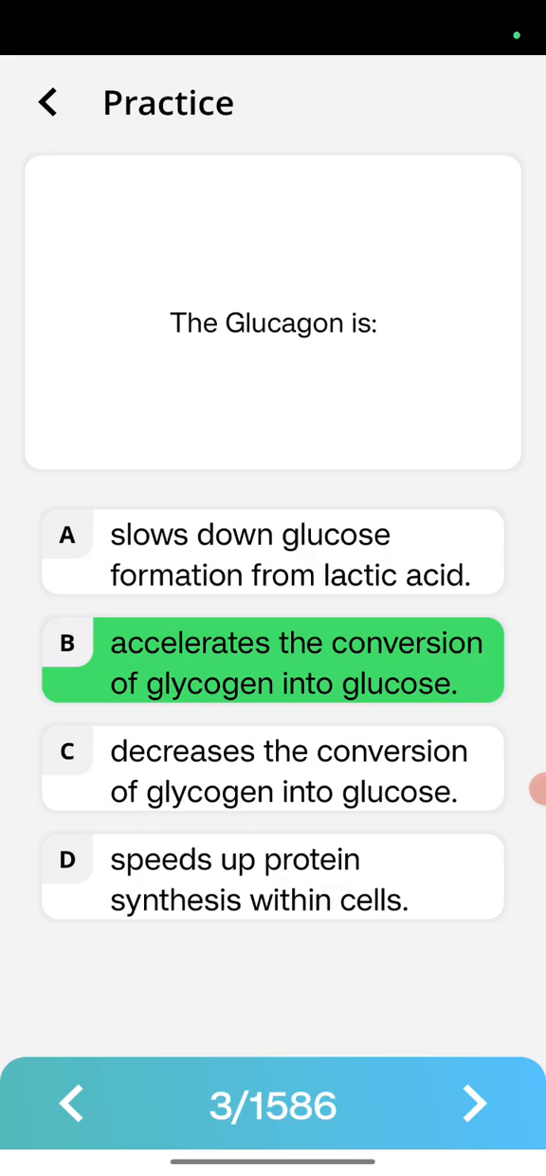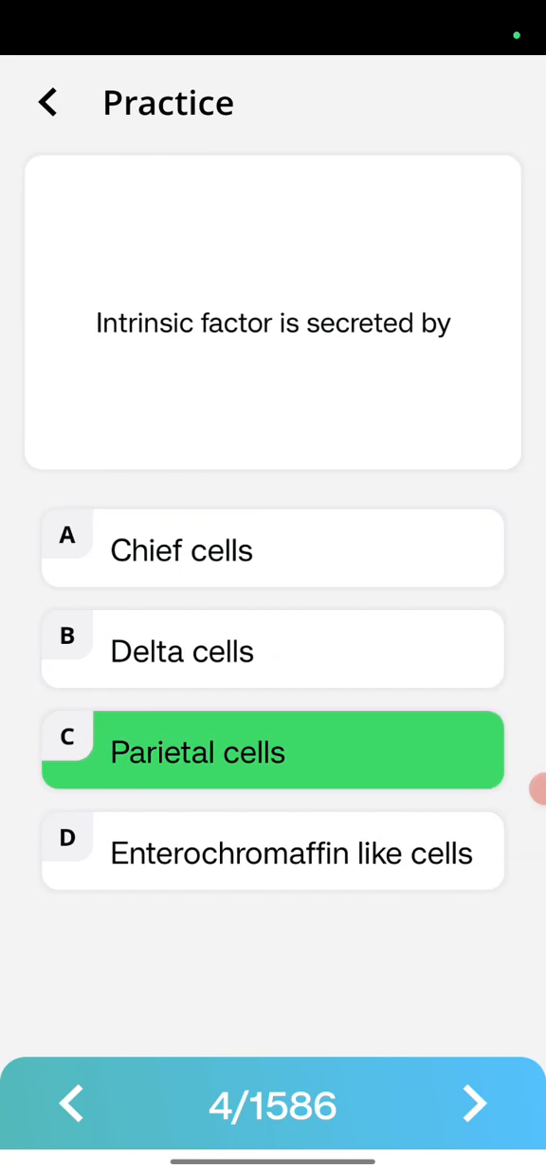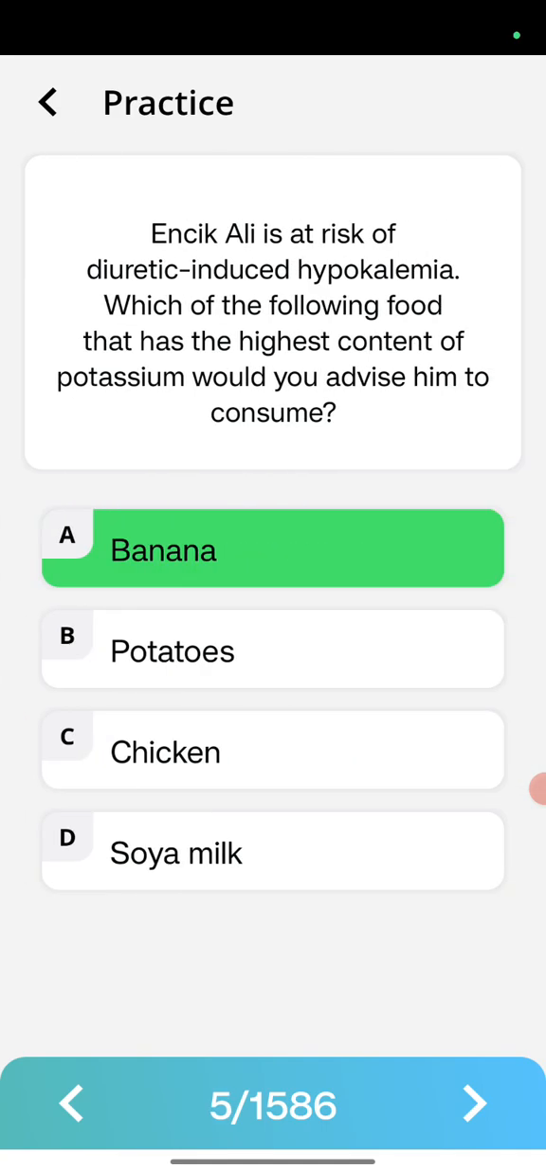Glucagon accelerates the conversion of glycogen into glucose. Intrinsic factor is secreted by parietal cells.